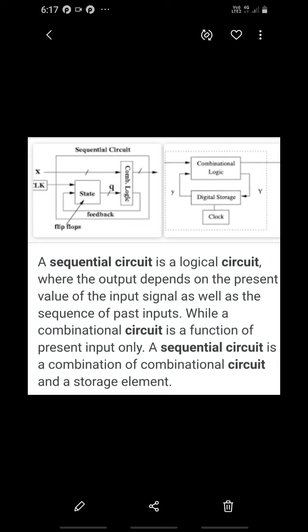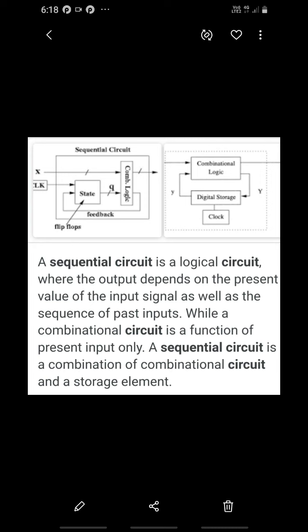A memory element is required to store the past history of input variables in a sequential logic circuit. Flip-flops are used as memory elements.